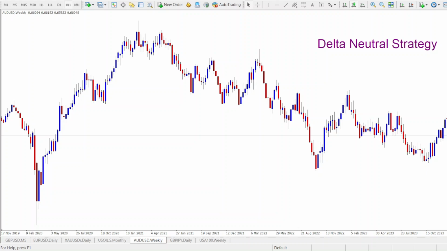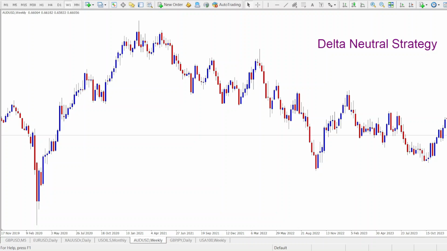Another big advantage is flexibility. With a delta neutral strategy, you are free to explore different assets and combinations without putting all your eggs in one basket. This strategy also lets you play multiple scenarios at once. For example, if you think a stock is undervalued but don't want to fully commit to a long position, you can hedge with a delta neutral approach to protect against a drop in price.